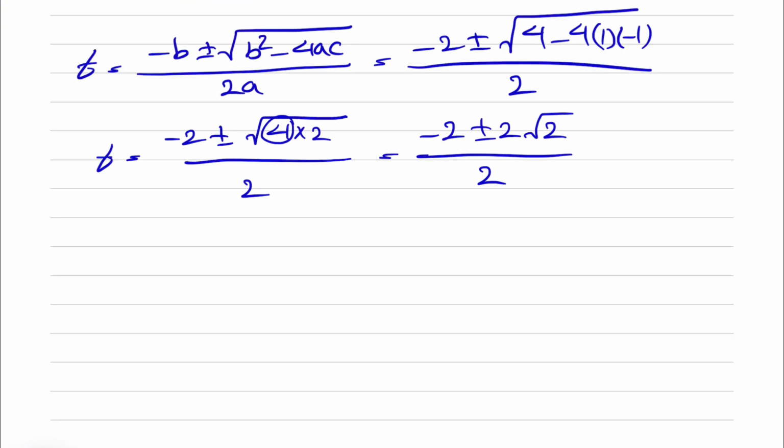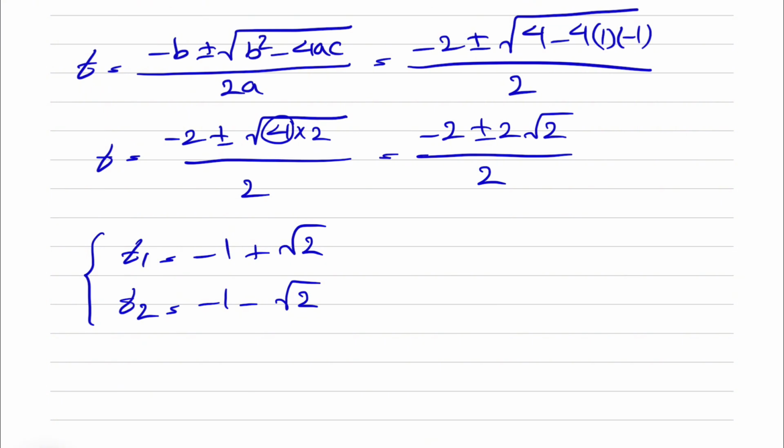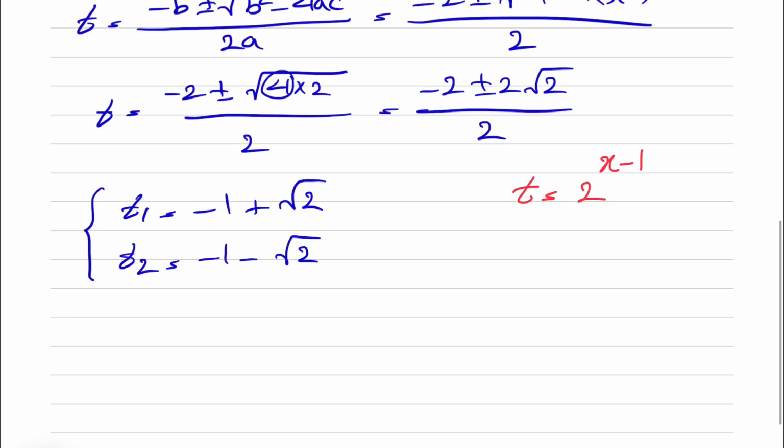So we're going to divide each of these by 2. So the first t that we get is minus 1 plus the square root of 2. And the second one would be minus 1 minus square root of 2. So we have two answers, but we have to keep in mind that what we called t was 2 to the power of x minus 1 in the previous step. And we know this cannot be 0 or negative. So we know for a fact that this is greater than 0.